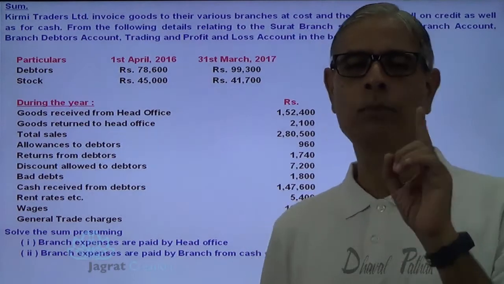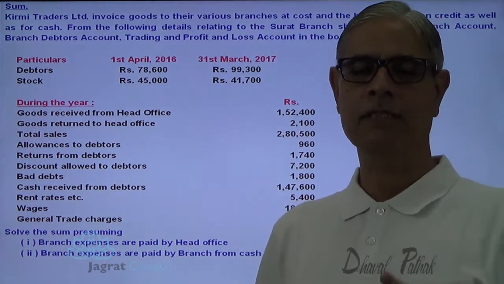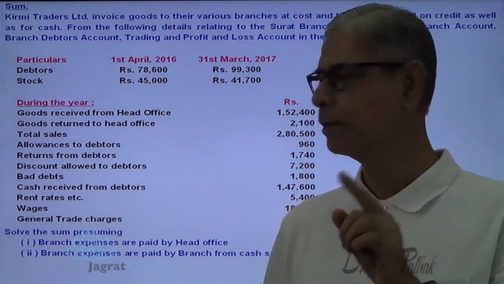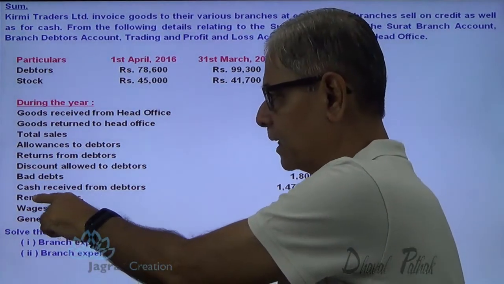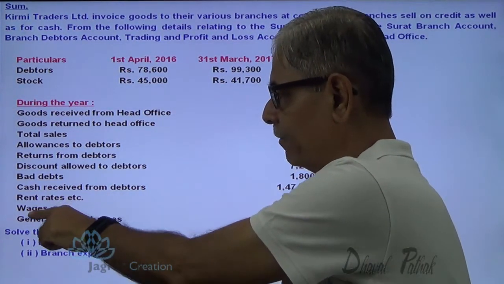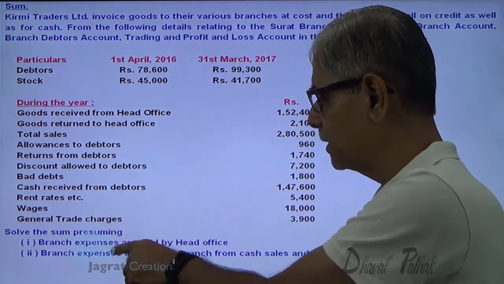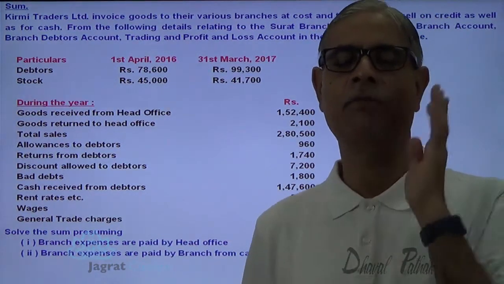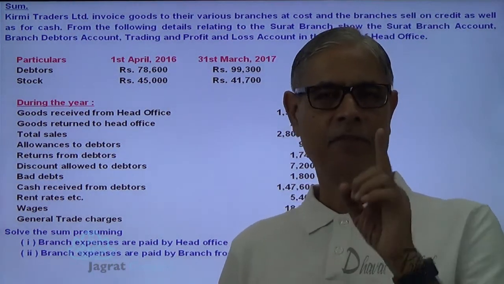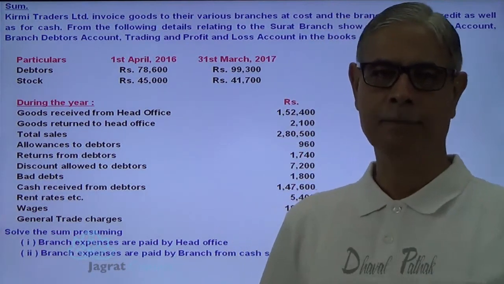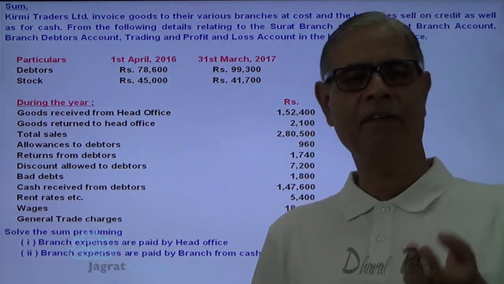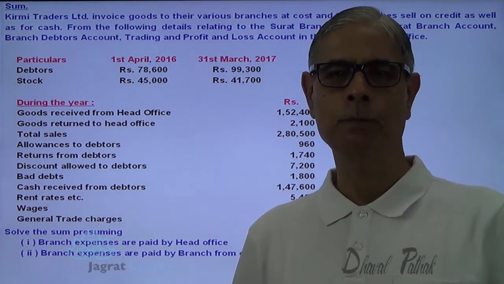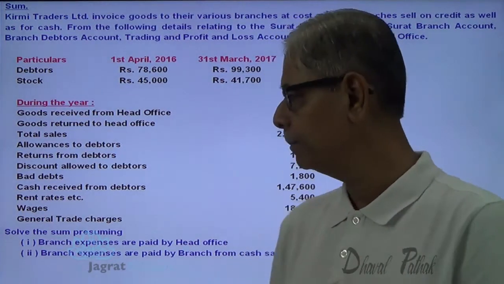So this sum I am going to solve under two options. First option, all these expenses, rent, rates, wages and general trade charges are paid by head office directly. With that presumption, I'll solve the sum. Then once again I will solve the sum here before you. But what is the change in that sum?